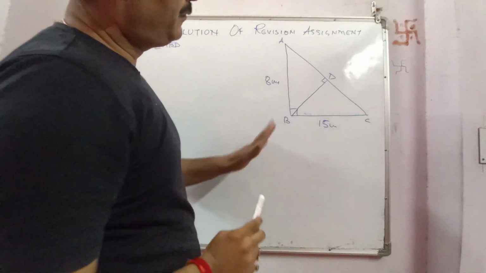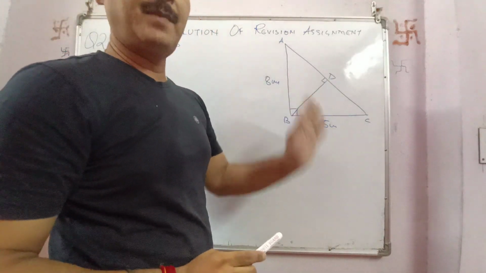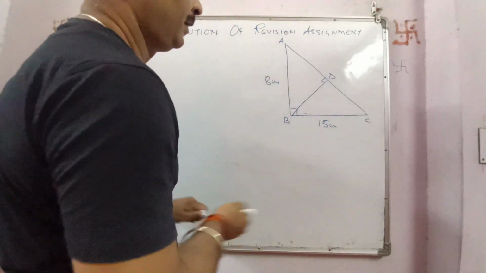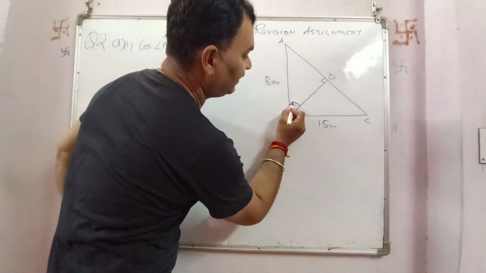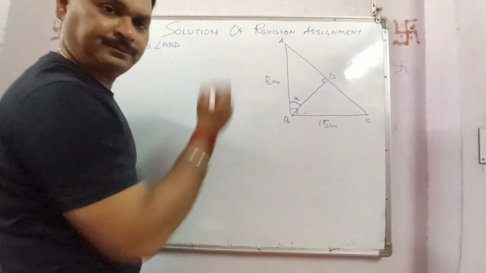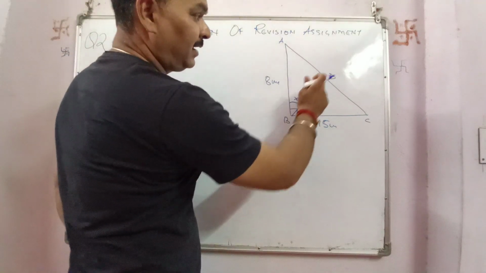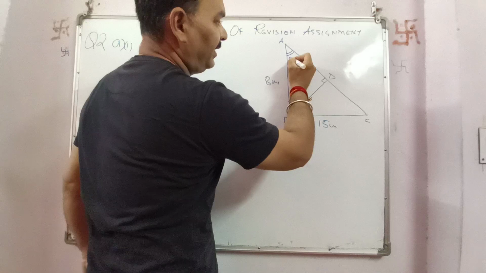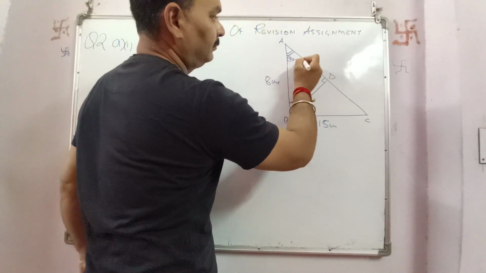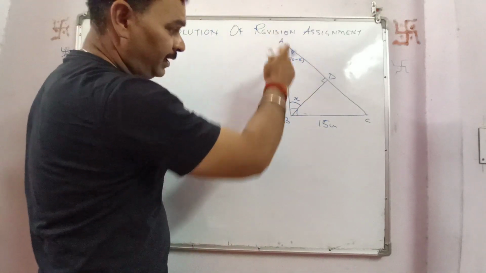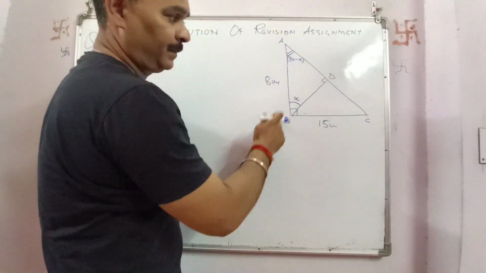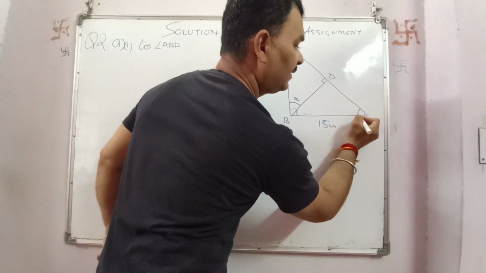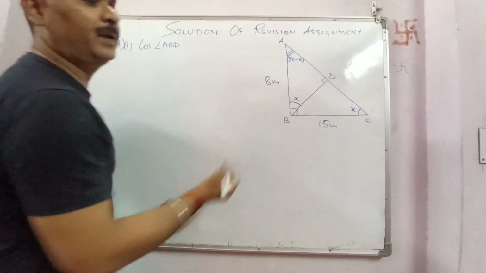It will be very difficult to find the length of BD by using similarity, because you people have not learned similarity till now. So what I will do, I will mark this angle X, say. By the angle sum property of the triangle, this angle will be what? 90 minus X. Now in the bigger triangle, in triangle ABC, this is 90, this is 90 minus X. Again from the angle sum property, this angle will become X.